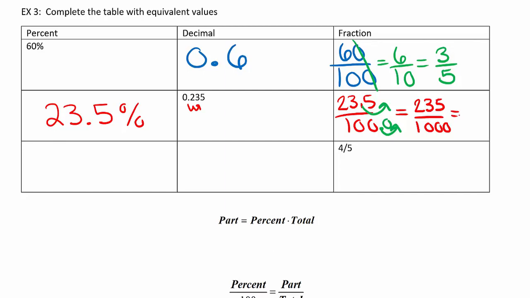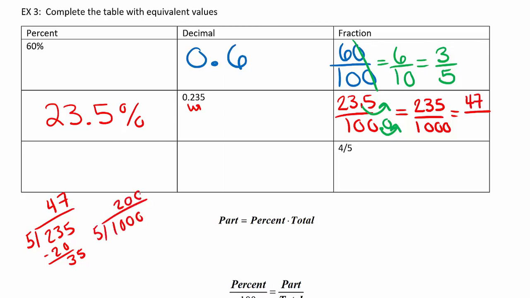I can divide the top and bottom by 5. 235 divided by 5 is 47. And 1,000 divided by 5 is 200. So 47 over 200. Now, if we're given a fraction and we want to change that into a decimal or a percent, I would start by changing that fraction into a decimal.